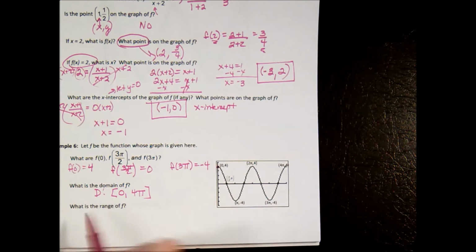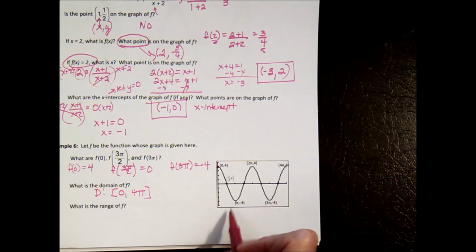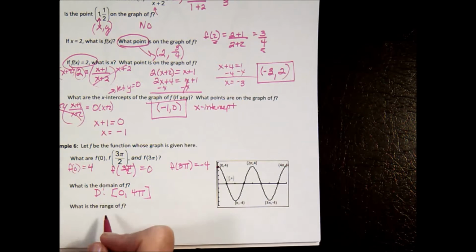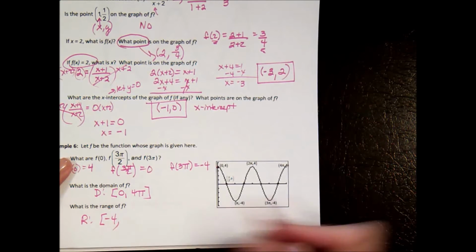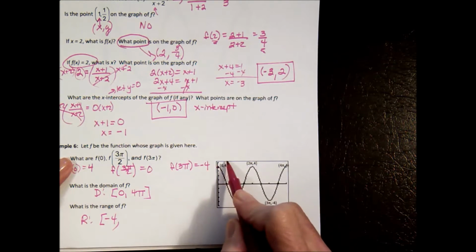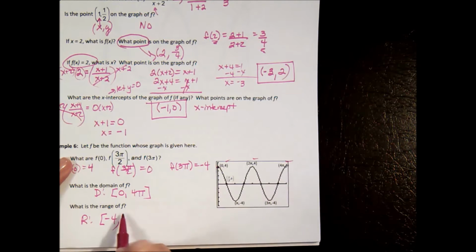What is the range? That is how far down to up my graph goes. Well, the lowest that my graph goes, the lowest y, is -4. So the range starts at -4. How high does it go? The highest that it goes here, here, and here is +4.